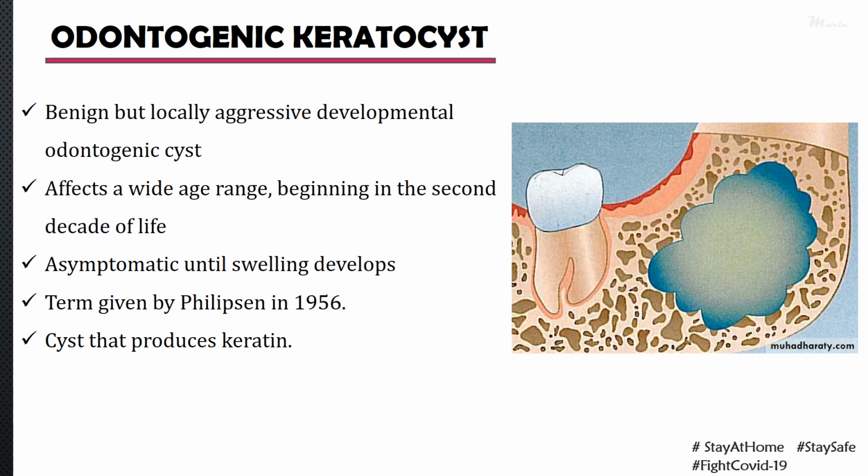Odontogenic keratocysts are usually asymptomatic. However, when it grows to a larger size, it will cause compression of the nerves and then result in pain. The term OKC was given by Philipson in 1956. This type of cyst characteristically produces keratin.